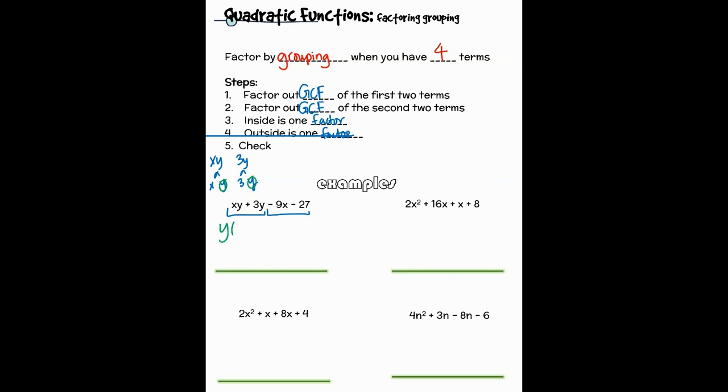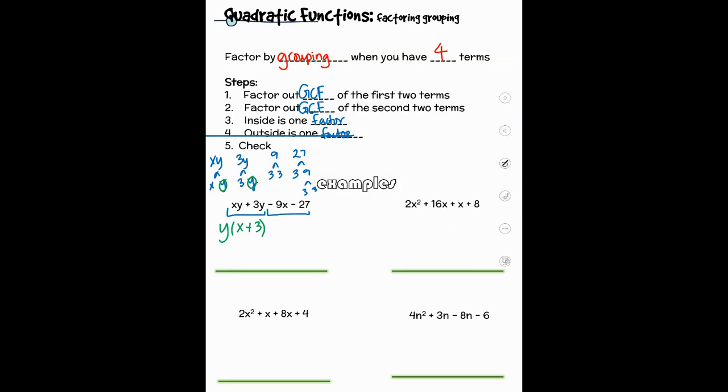So when I take out y, xy divided by y, we're going to be left with x on the inside, plus 3y divided by y, we're just going to be left with that 3 on the inside. Okay, greatest common factor of negative 9x minus 27. So we've got 9. Those factors are 3 and 3. We've got 27. That's 3 and 9. And that's 3 and 3.